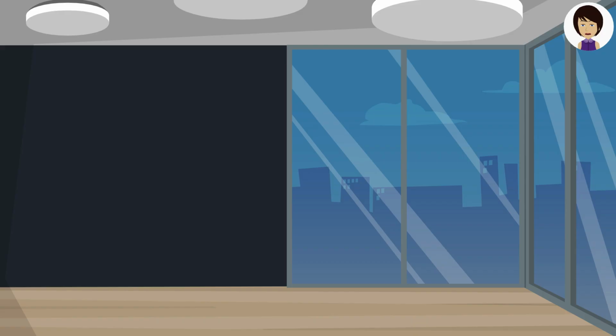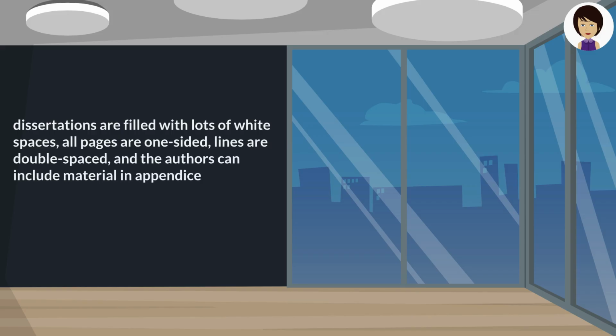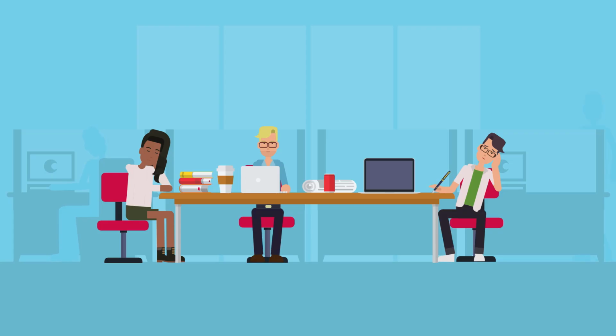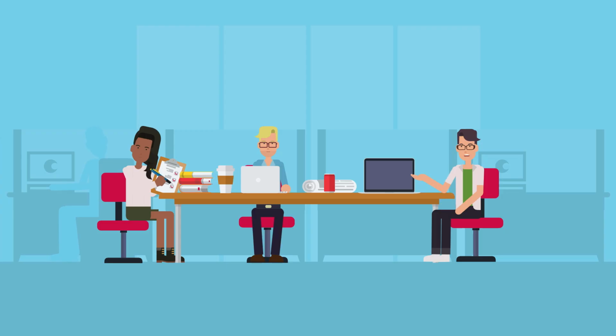It is important to note that most dissertations are filled with lots of white spaces. All pages are one-sided, lines are double-spaced, and the authors can include material in the appendices. Our advice on page length: keep the dissertation as short as possible. However, since each dissertation project is unique, you should use as many pages as necessary, or as your dissertation handbook or dissertation chair will allow, to create a complete and effective document.